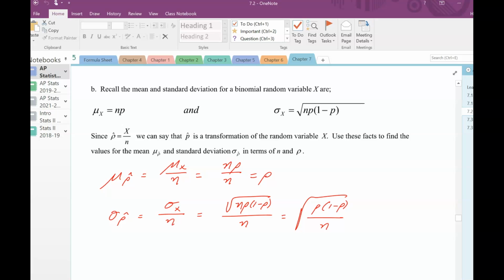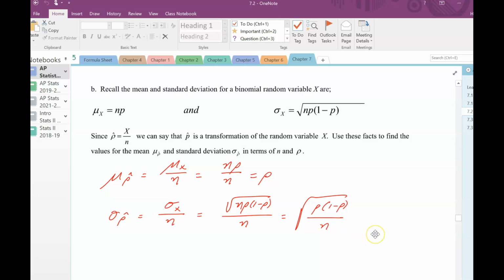The mean and standard deviation when you apply a transformation to a random variable are both affected by dividing by a constant. So remember, n is the sample size. So I could take the expected number of successes divided by n to get the mean. I can take the standard deviation of binomial random variable x and divide it by n.